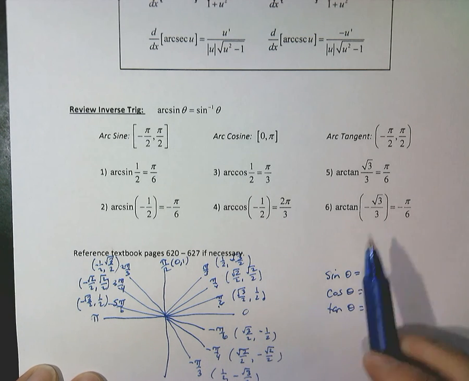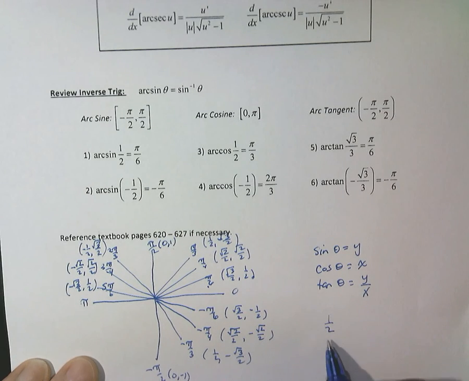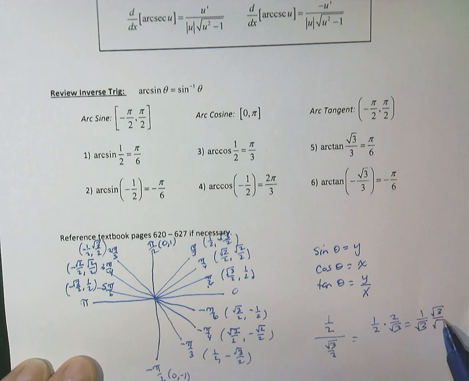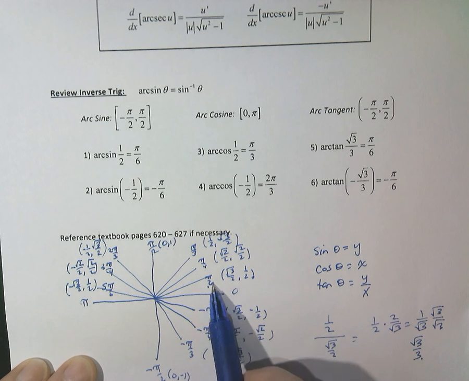So I want the square root of 3/3. Well, this one right here is a negative and a positive, so I know it can't be that. So it has to be in the first quadrant. Tangent's positive in the first quadrant. If I take 1/2 divided by the square root of 3/2, I get 1/2 times 2 over the square root of 3, which is 1 over the square root of 3, rationalize the denominator, and I get the square root of 3 over 3. So arctangent of square root of 3 over 3 is this angle pi over 6.